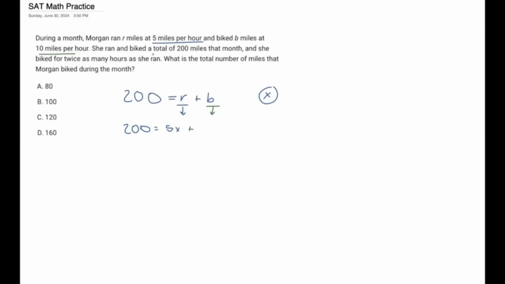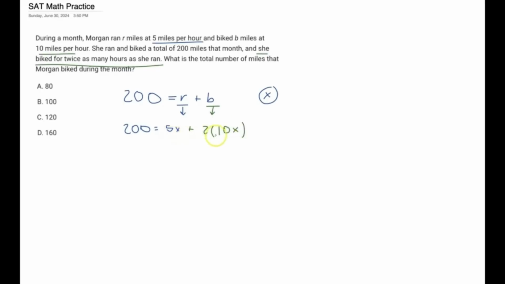And also if you have an external variable, which in our case we do, because she says that she biked for twice as many hours as she ran, right? So we can't just write 10x here because we know that she biked for twice as many hours as she ran. And so we can put a 2 on the outside here, multiplied by the rate of 10x. So 10x is just the amount of time, or rather x is the amount of time she spends in activity.